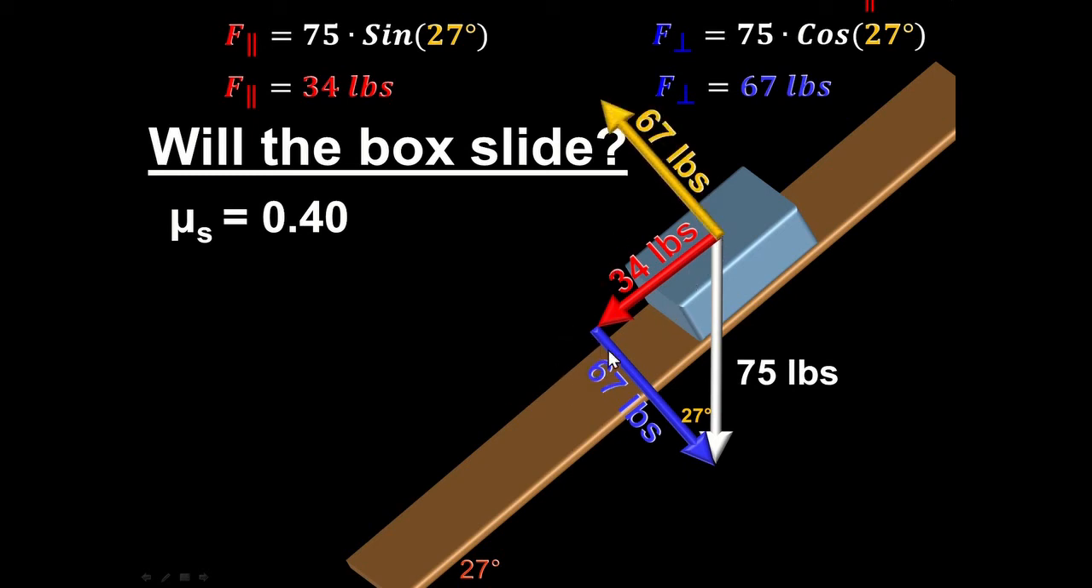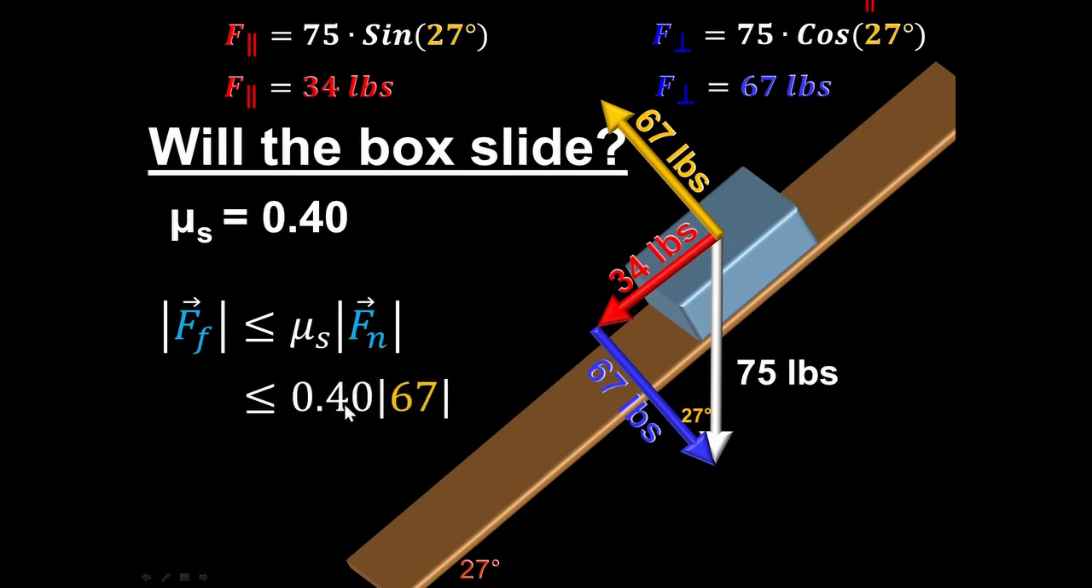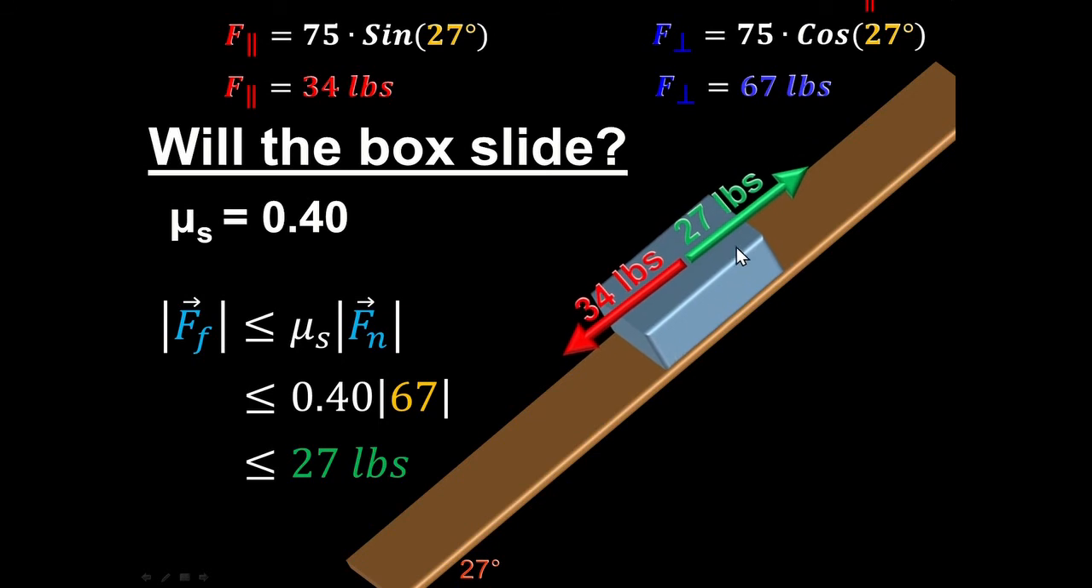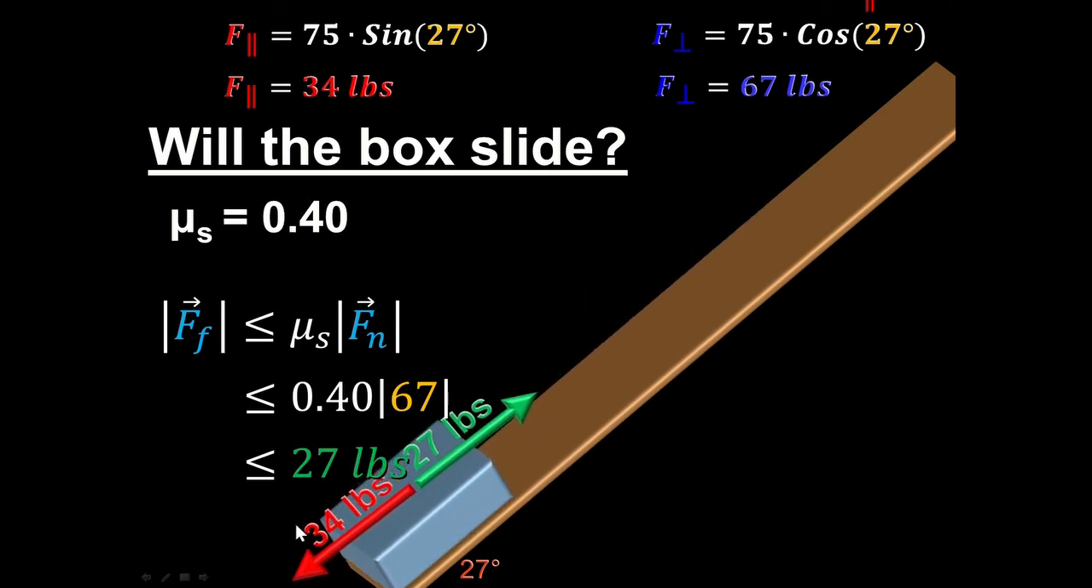If gravity was pulling against the slope this way, the slope must have been pushing back that way equally. So that's the normal force. We can take the coefficient of static friction times the normal force to calculate how much friction we're going to get. So we're going to get 27 pounds of friction holding it back, but gravity was pulling this way with 34 pounds. There'd be a net force of 7 pounds that way, so it would accelerate that way.